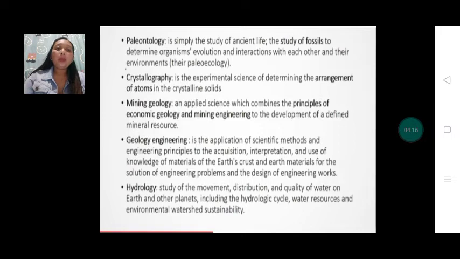It is the study of the movement, distribution, and quality of water on Earth and other planets, including the hydrologic cycle, water resources, and environmental watershed sustainability.